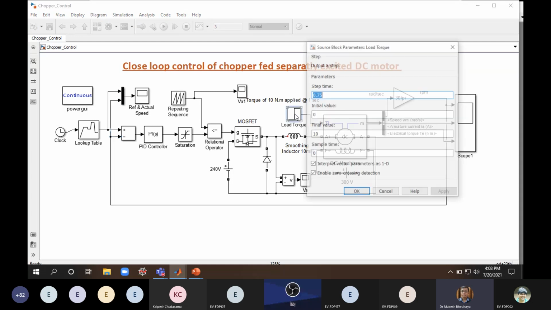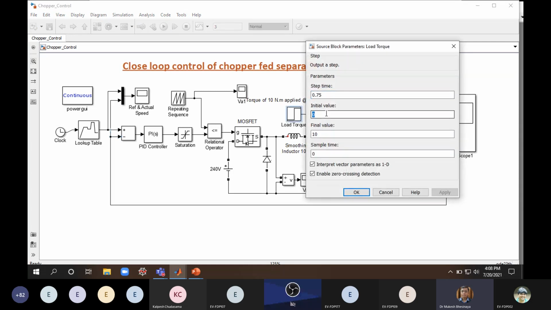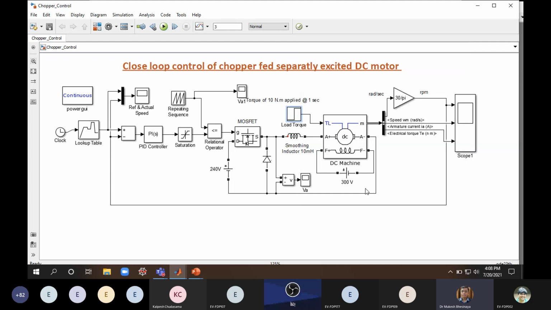Okay, and the load torque initially is 0, so the motor is operated at no load, and then I'm changing it to 10 Newton meter at around 0.75 second. I'll show you the effect. We'll see the difference in an open loop and a closed loop.